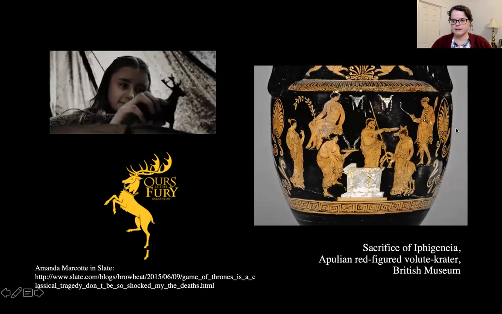Now, the stag is the symbol of House Baratheon, but it's also perhaps a reference to an alternative version of this myth, where Iphigenia is saved by the goddess Artemis at the last minute and replaced by a great stag. And you can see it sort of in the back on this Apulian mixing vessel. And the storyline of the alternative myth is then developed by Euripides in Iphigenia in Tauris.